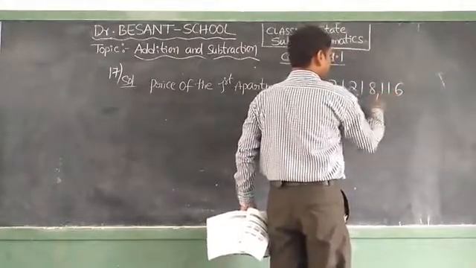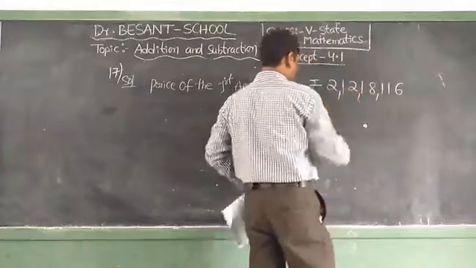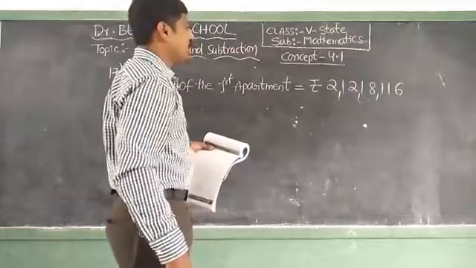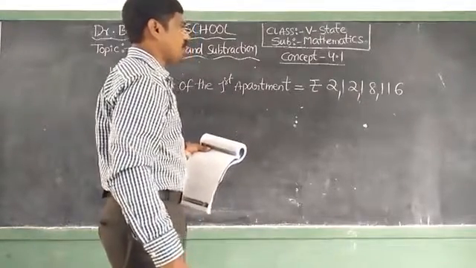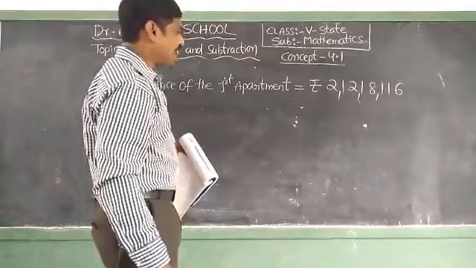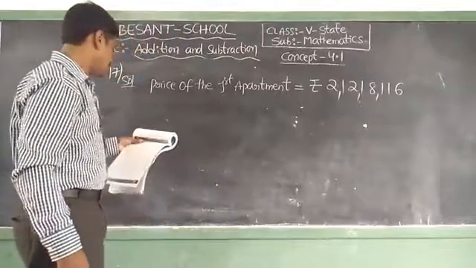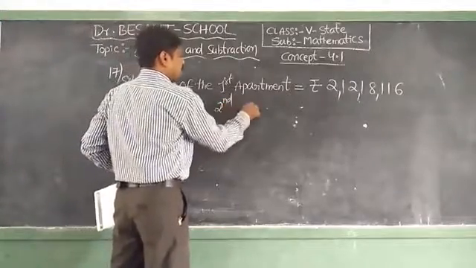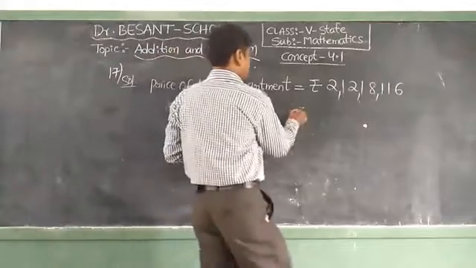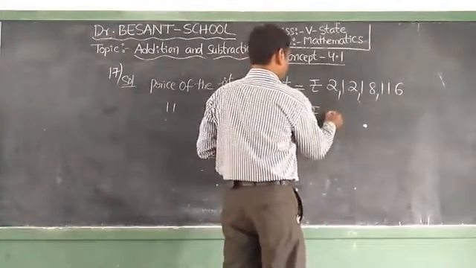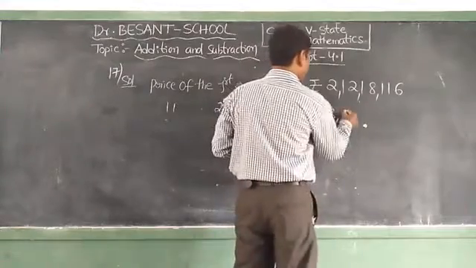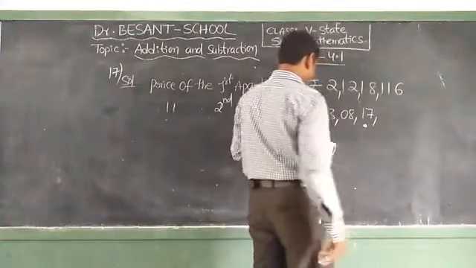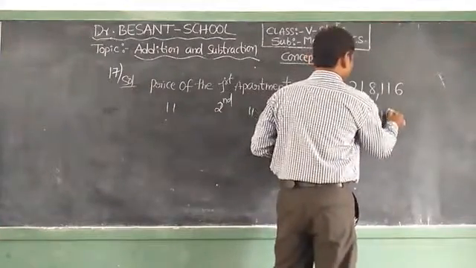1, 10, 100, 1000, 10,000, lakh, 10 lakh, crore. So 2 crore 21 lakh 81,016. Sorry, 8,116. 2 crore 12 lakh 18,116. Next, the price of the second apartment is equal to 3 crore 8 lakh 17,108.